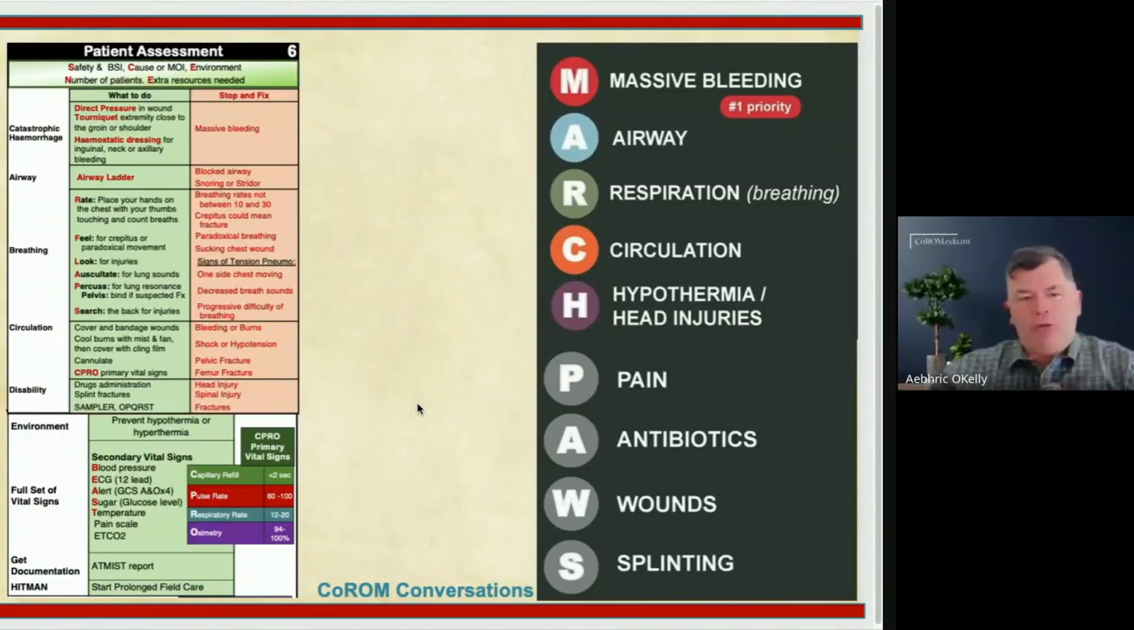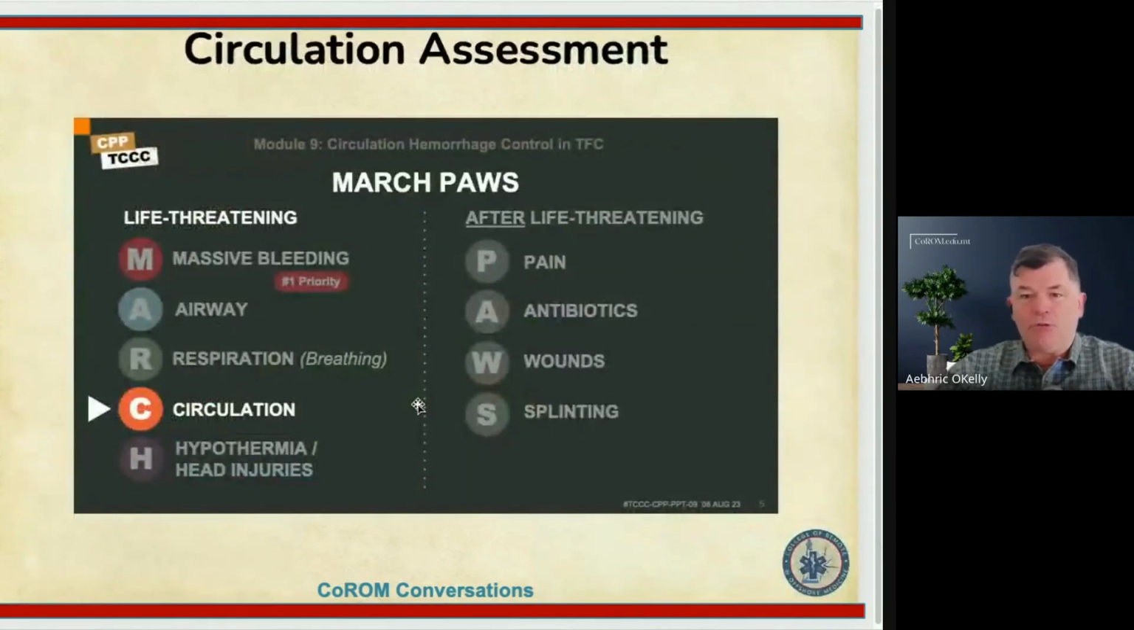Working through the MARCH PAWS HITMAN algorithm, on the left side is C, A, B, C, D, E, F, G, H from the college, and on the right is MARCH, PAWS, and we add HITMAN to the end of that. We are now down to C, circulation, and that's burns. Next month will be C, circulation, which is also sepsis. So this is where we are.